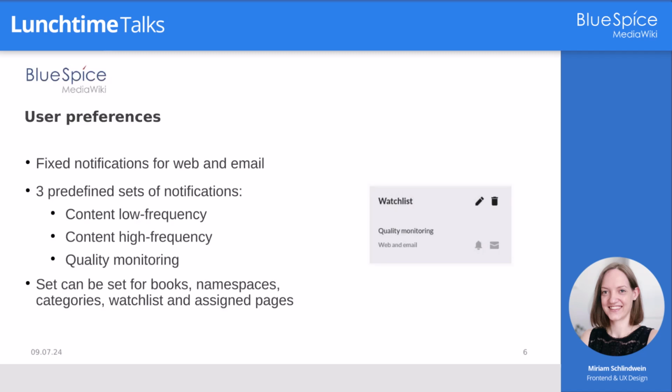And then we have the quality monitoring set. This is for expiry, or if you work with a page that is stable or with approval, then you can select that here. So you have those sets, and those can be set for a book, for example, or for a dedicated namespace. You also can set that for categories. And if you want to track your changes from the watch list, you can also set that here. And then you select which set you want, and then also for what page or for what category.